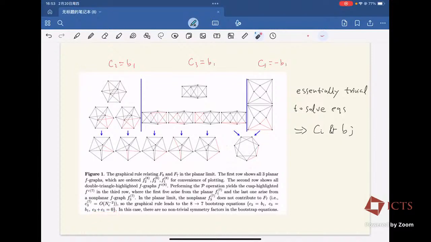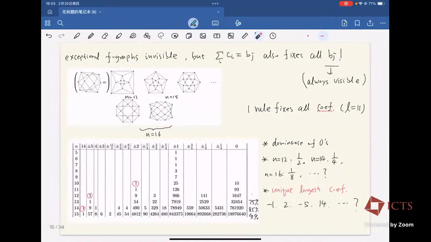That's the third equation you get. From these three equations, you can solve all the n plus 1 point coefficients in terms of the n point ones. The 7 point has only 1. So in this way, we just run this bootstrap, and without any other input, you can fix up to 11 loops.